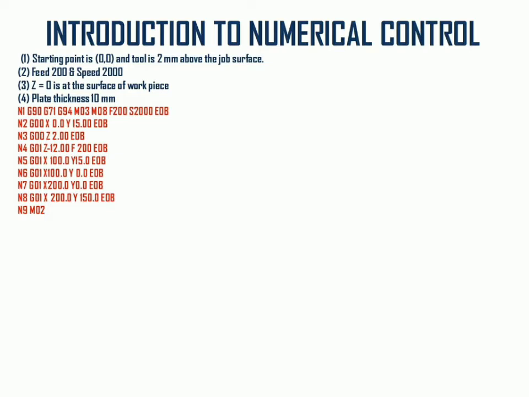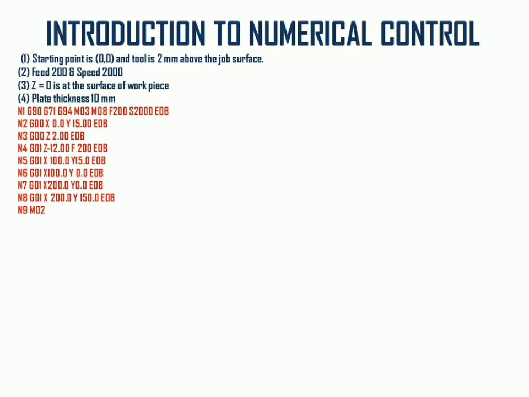Then with linear interpolation we move the tool from point number 1 to point number 2, whose coordinates are X 10.0, Y 15.0. Then we continuously move the tool from point number 2 to point number 3. Point number 3 coordinates are X 110.0, Y 0.0. Then we move the tool from point number 3 to point number 4, whose coordinates are X 200.0, Y 0.0, EOB.